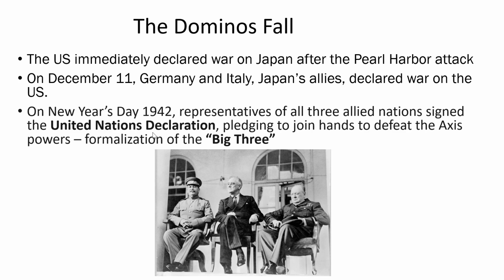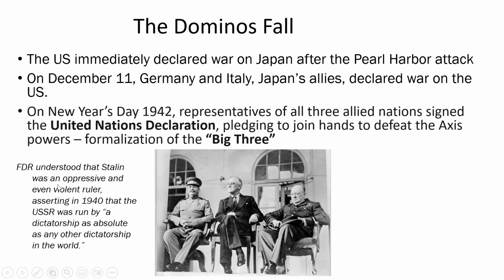And by the beginning of 1942, you get representatives of all three nations, the USSR, which is Stalin. You've got their representatives, but Stalin, FDR, and Churchill ultimately pledged to become allies during this war. And the big question is, okay, well, how is FDR getting in this alliance with Stalin? We know Stalin was terrible through the 20s, the 30s. FDR was very aware that Stalin was an oppressive, even violent ruler. He called him a dictatorship as absolute as any other dictatorship in the world.